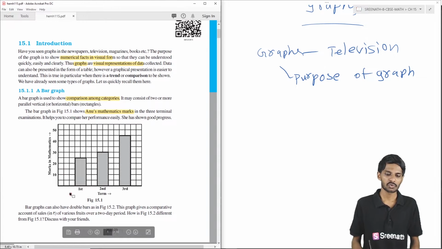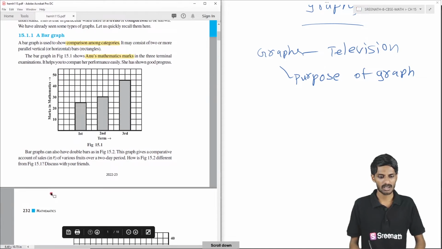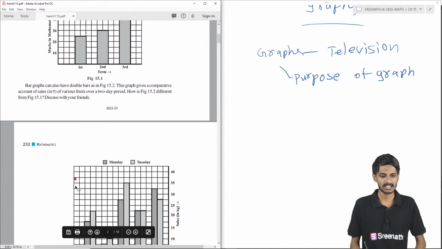Okay students, so we have taken on the horizontal, that is the x-axis, the terms: first term, second term, third term. And on the y-axis we have taken the marks, like that students. So next, bar graph.